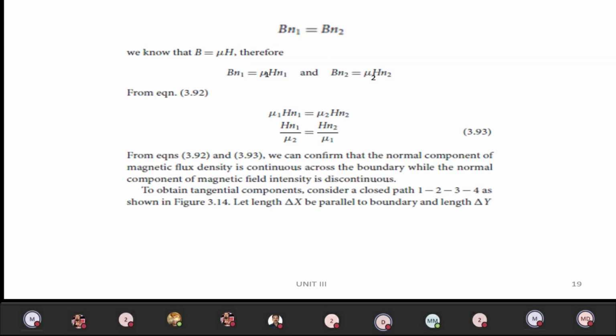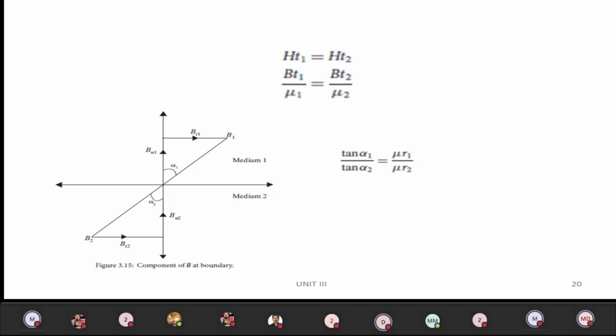The next one is HT1. The tangential component of electric field intensity is the same, as you have seen in the second unit. Similarly here, the tangential component of magnetic field intensity is the same, HT1 equal to HT2. So from the exam point of view, if they ask for magnetic boundary conditions, it should come to your mind as HT1 equal to HT2 and Bn1 equal to Bn2.